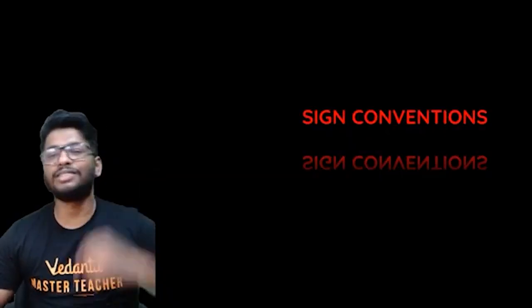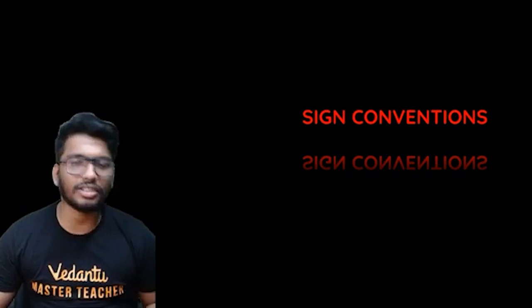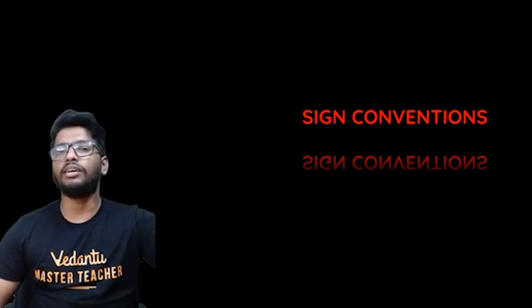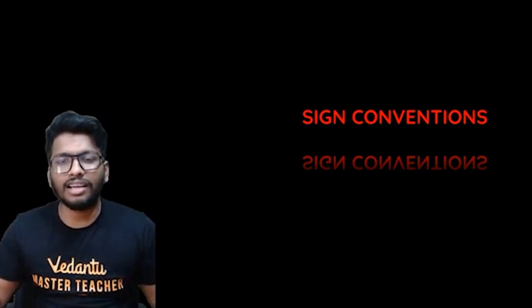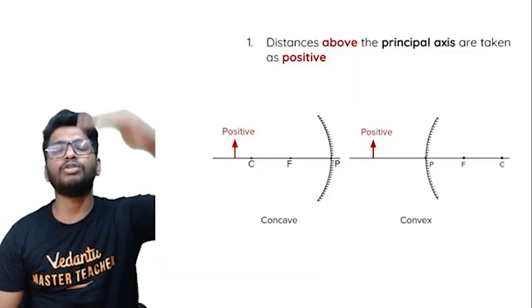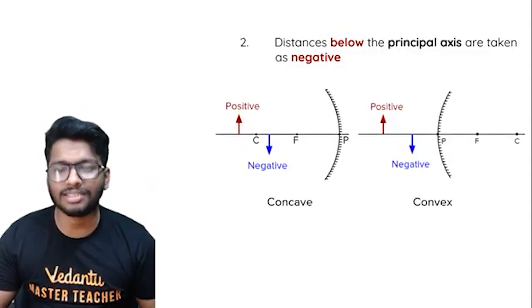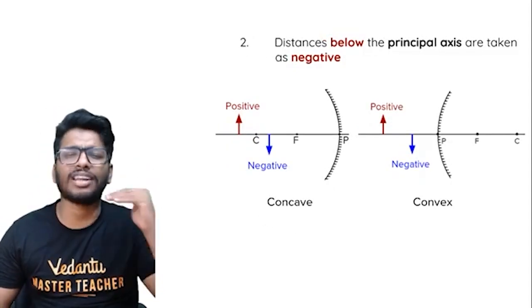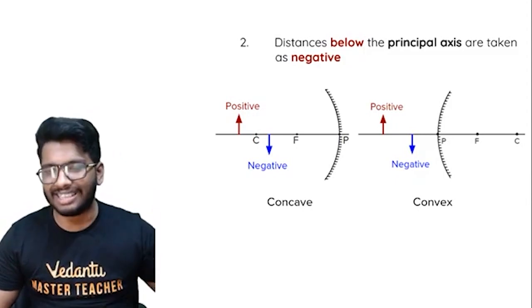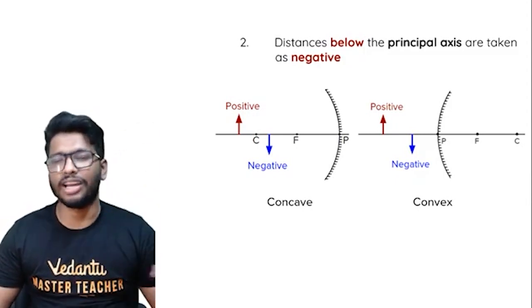Anyways, with that said, let's move ahead and understand a little bit more about sign convention. So we talked about left and right on the principal axis. What about top and bottom? Anything that is above the principal axis is taken as positive, and anything that is below the principal axis is taken as negative. For both concave and convex mirrors, it is the exact same thing: above positive, below negative. Simple as that.